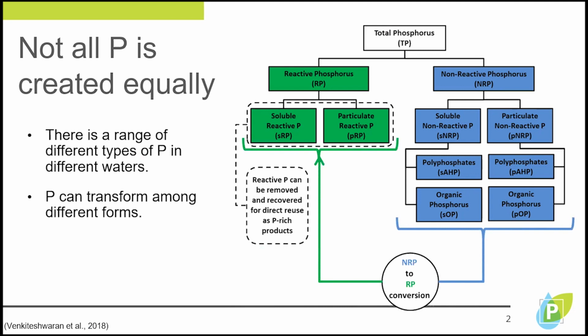We also recognize that phosphorus can convert back and forth and transform between these different buckets. Importantly, non-reactive phosphorus, which tends to be less bioavailable for plants and also less amenable to removal and recovery in wastewater treatment, can undergo different types of conversion processes to go into the reactive form, which is a little bit more accessible in terms of trying to remove it and recover it so that we can actually get a reusable phosphorus-rich product.